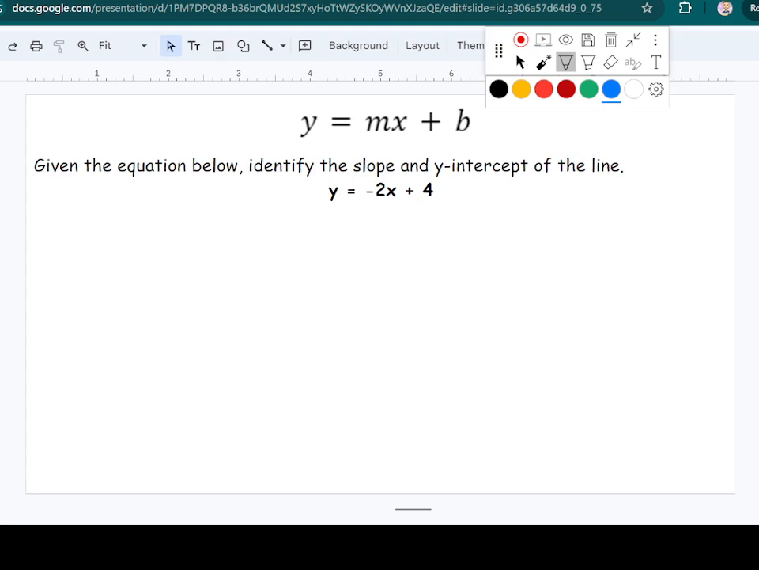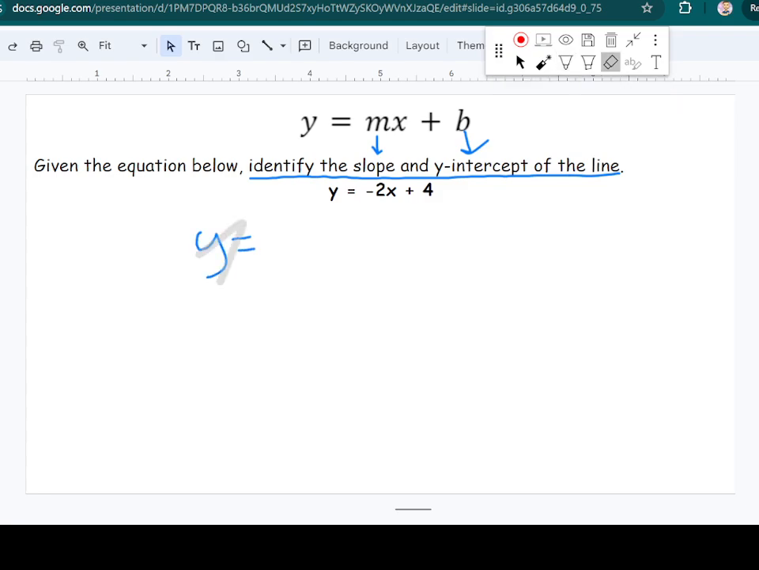So in this case, we are given a y equals mx plus b formula and asked to identify the slope and the y-intercept of the line. So in our y equals mx plus b, m is slope and b is y-intercept. We are looking for what the slope is.